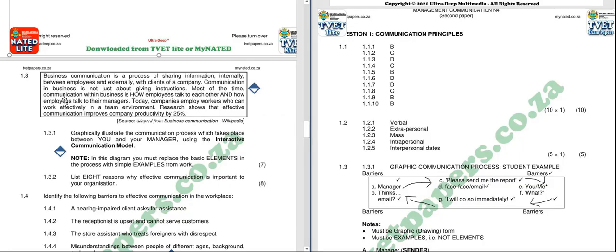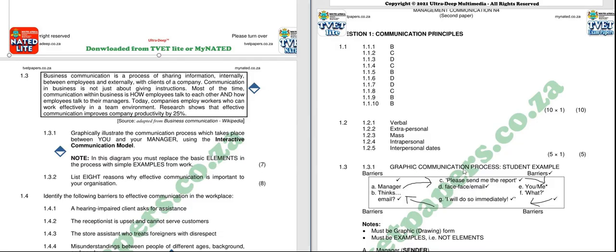The information given reads: business communication is a process of sharing information internally between employees and externally with clients of the company. Communication in business is not just about giving instructions. Most of the time, communication within business is how employees talk to each other and how employees talk to their managers. Today, companies employ workers who can work effectively in a team environment. Research shows that effective communication improves company productivity by 55%. Then: graphically illustrate the communication process which takes place between you and your manager using the interactive communication model. Note that in this diagram you must replace the basic elements in the process with simple examples.